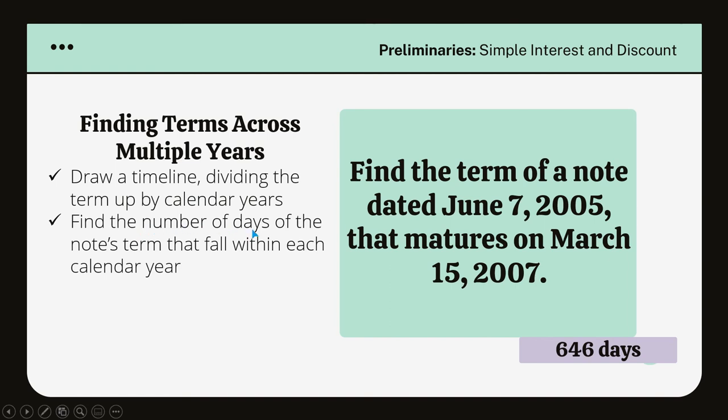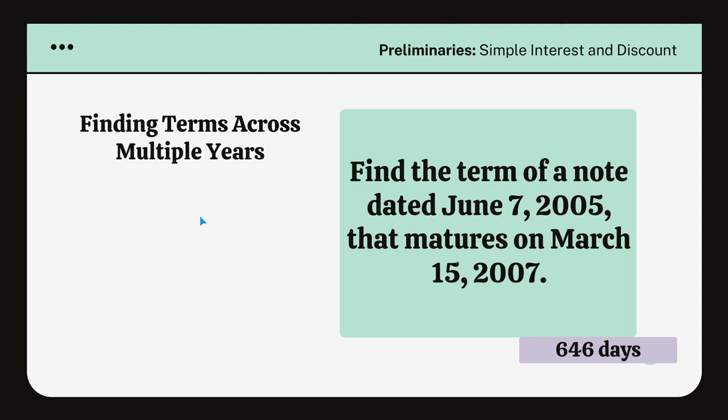And then find the number of days of the note's term that fall within each calendar year, and add up the total. And this is how we're going to do it. So we're going to draw a timeline like so. So hinati natin siya into 3 parts, 3 parts because 2005 to 2007 involves 3 years.